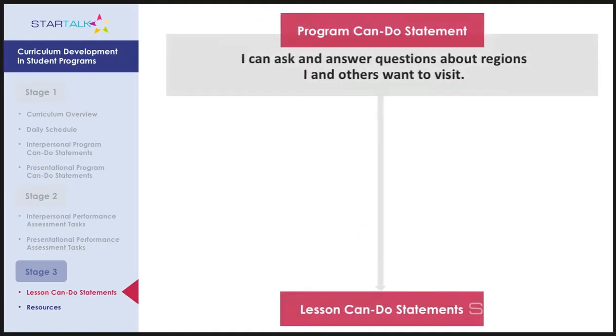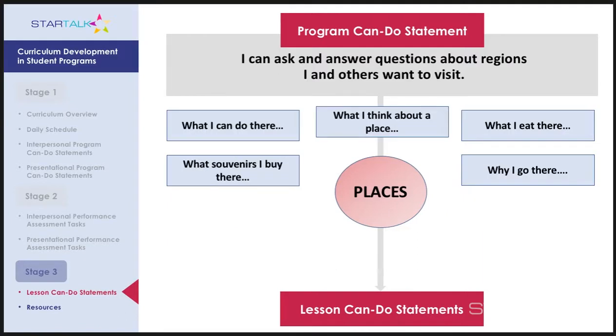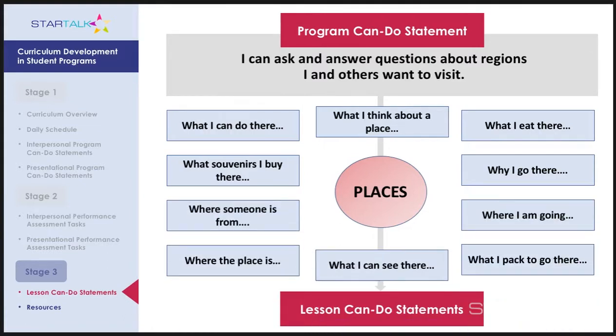Let's consider the initial thought process that is involved in creating lesson can-do statements. The interpersonal program can-do statement shown here requires that students talk about places or regions that they and others want to visit. They may be talking about what they can do in places, the souvenirs they buy in places, what they think about a place or what they eat in a certain place, or why they go to a certain place. They may be talking about where someone is from or where the place is, what they can see there, where they're going, what they're packing when they go there.